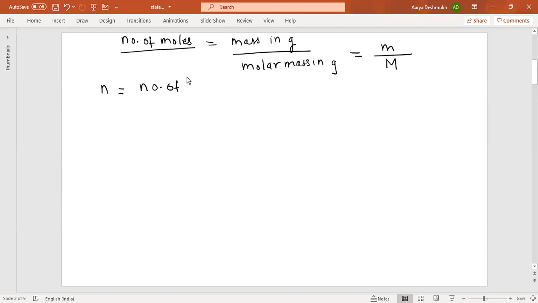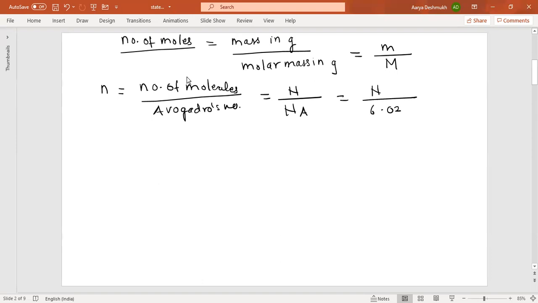Or if the number of molecules is given, number of molecules divided by Avogadro's number will again give you number of moles. You can write capital N, that is number of molecules, divided by Na, that is Avogadro's number. Avogadro's number is 6.022 into 10 raised to 23.